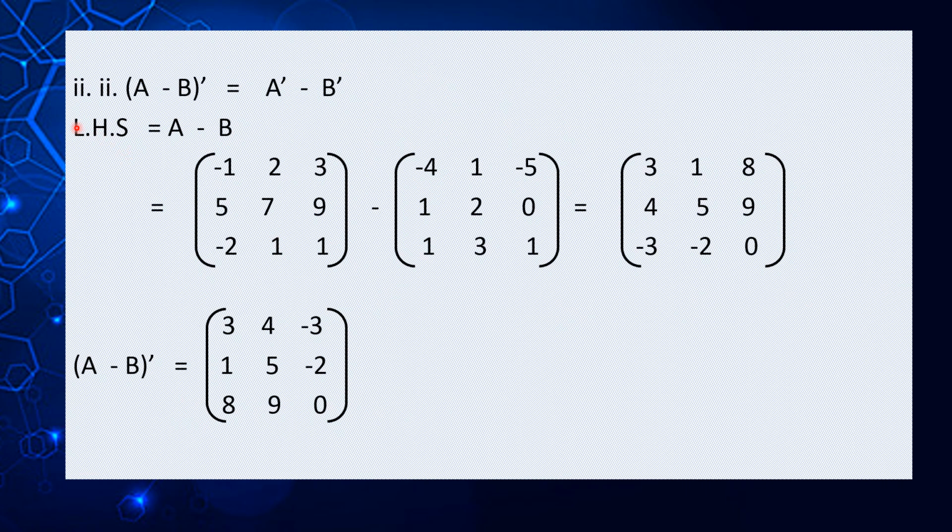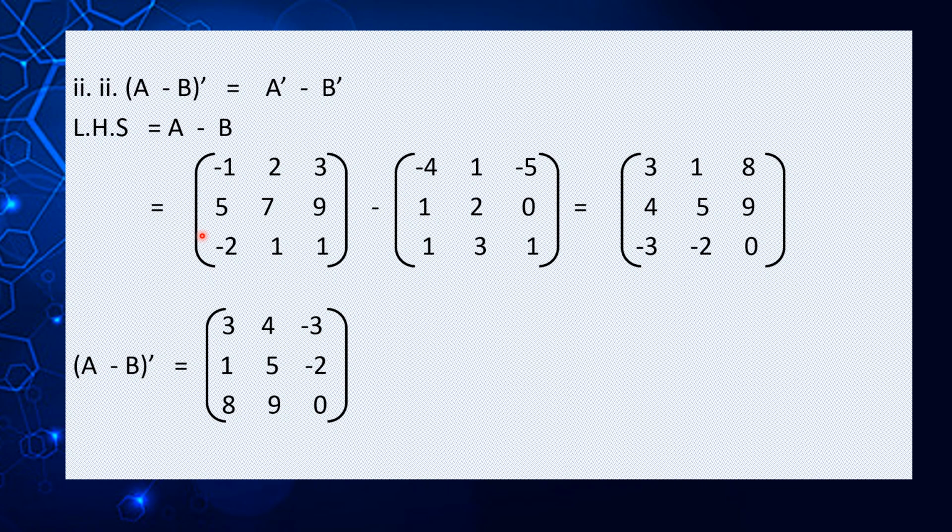The second part of the question is A minus B the whole transpose is equal to A transpose minus B transpose. As we have done in the previous question, we would first consider the LHS and take A minus B. We would subtract the B matrix from the A matrix.